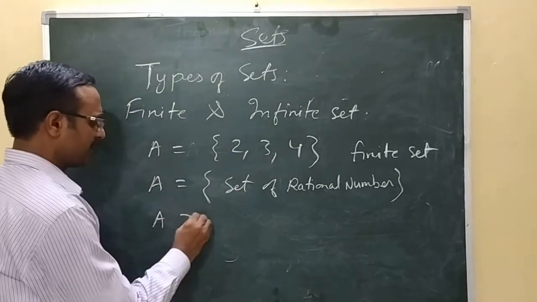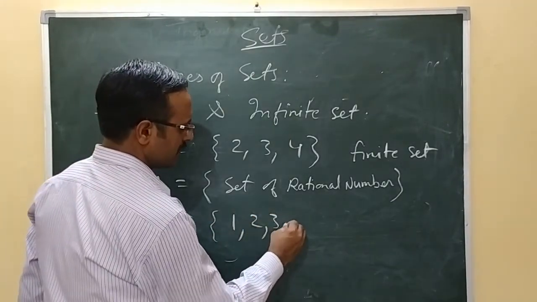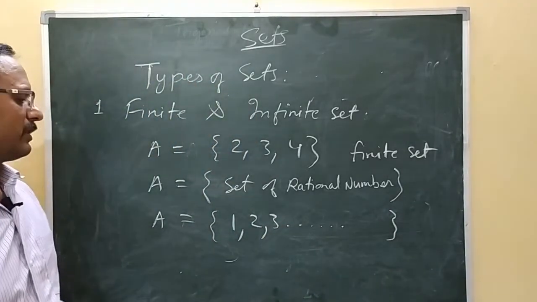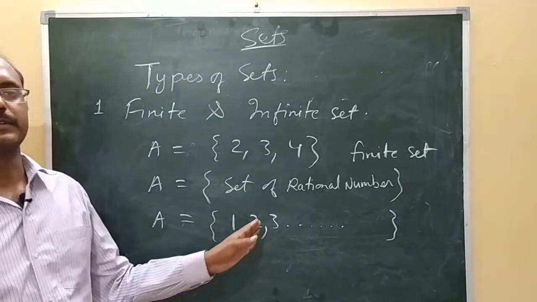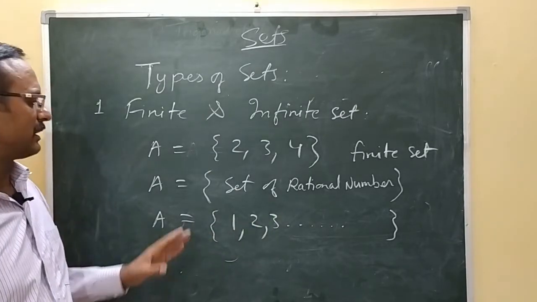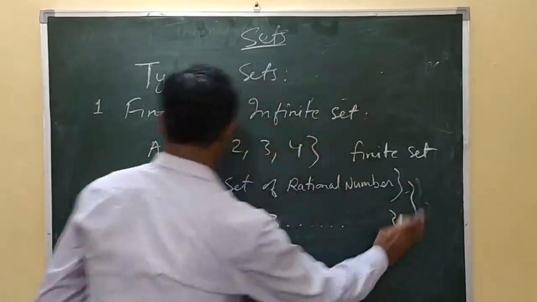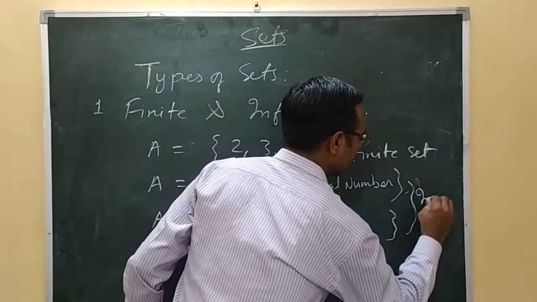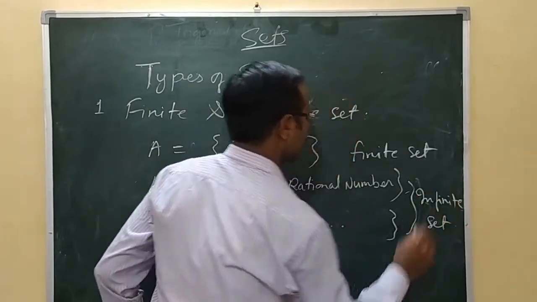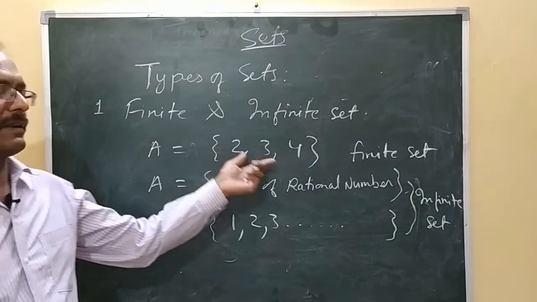One more example, we can also represent like this. If we start with natural numbers 1, 2, 3, then dot dot dot, that means it is continuing. So you can say that this is a set of natural numbers starting from 1, 2 and 3 like this. These two are examples of infinite sets.